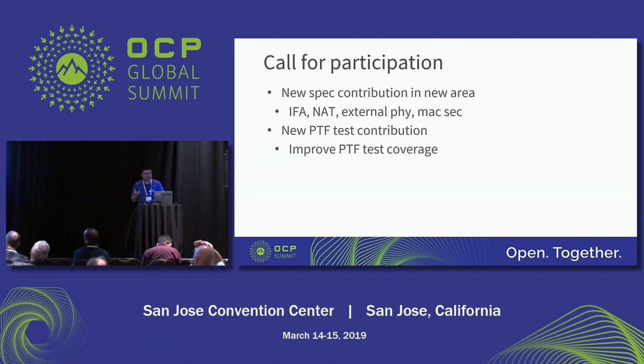The next step is a call for participation. We talked to a few of our partners in the SAI community and identified some new areas that the partners are interested in, for example, IFA and NAT. We'd also like to use the SAI to control the external fabric and MACsec. These are the areas where we found interest. So we'd like to call for participation to define those specs in the SAI in the coming year. And we also want to add more community PTF tests to improve our test coverage over the SAI.